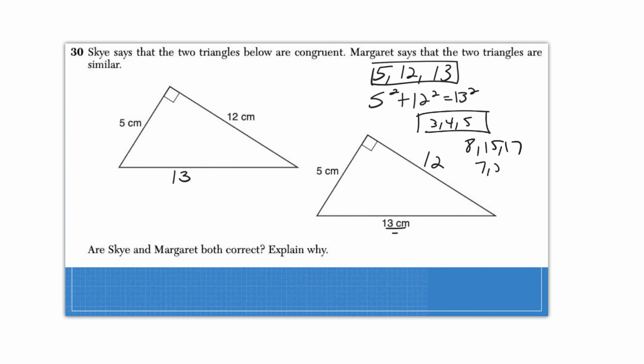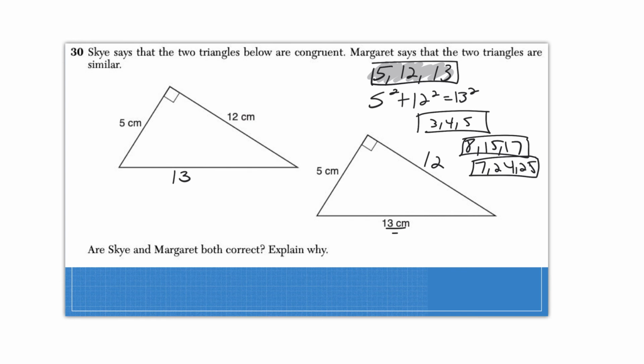And last would be 7, 24, 25. All 4 of these boxed up things satisfy the Pythagorean theorem. But in particular, this one we want 5, 12, 13. So right away, we can see that they have the same side measurements. But the trick here is that Sky says the 2 triangles are congruent, Margaret says they are similar. And we want to say, are both Sky and Margaret correct?